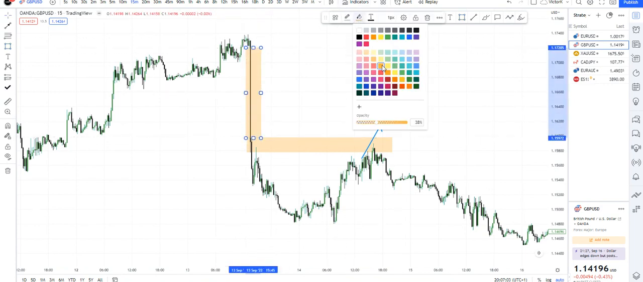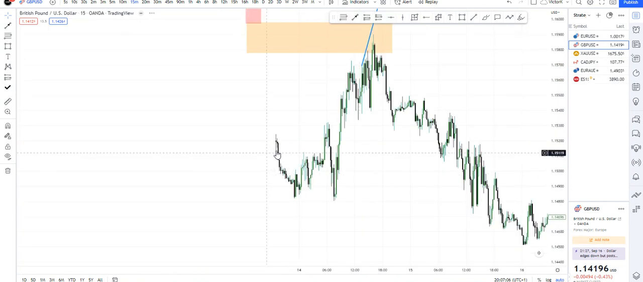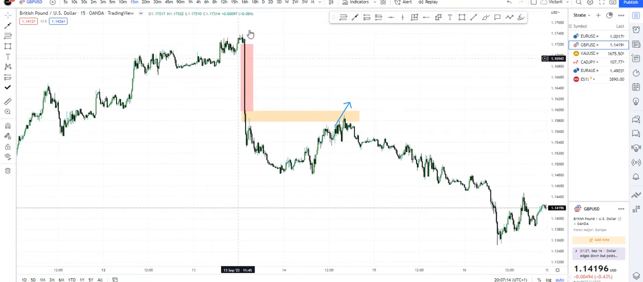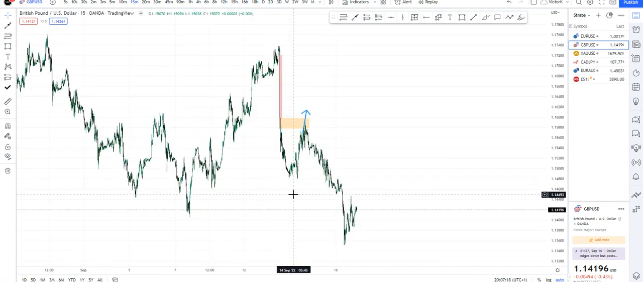Let me change the color of that. So this is the area of the imbalance. As long as price has not gone into that area, I will not expect it to fill in that imbalance. That's the point I'm trying to make. If the trend is strong like this, with a series of aggressive downward moves, do not expect to fill in the imbalance. You can just join the trend and keep going down if you have not reached your target.